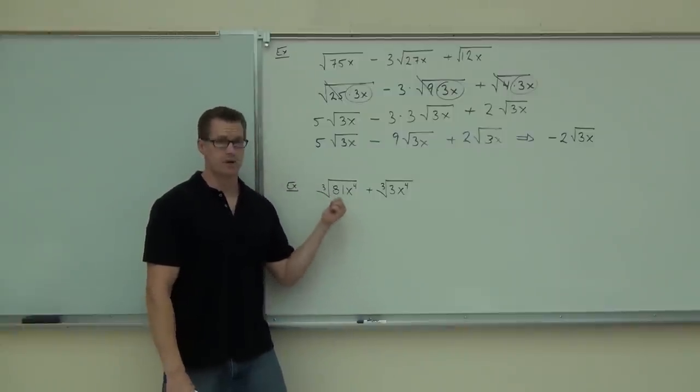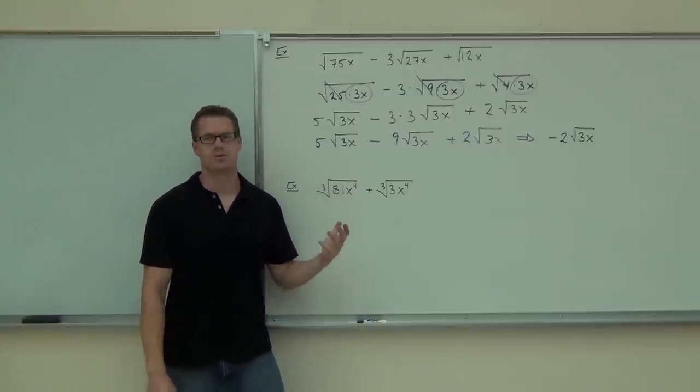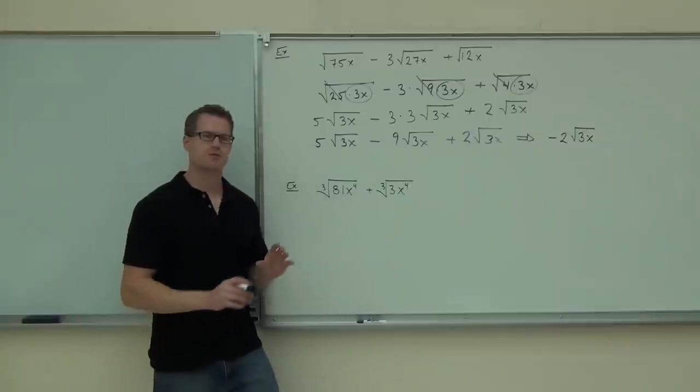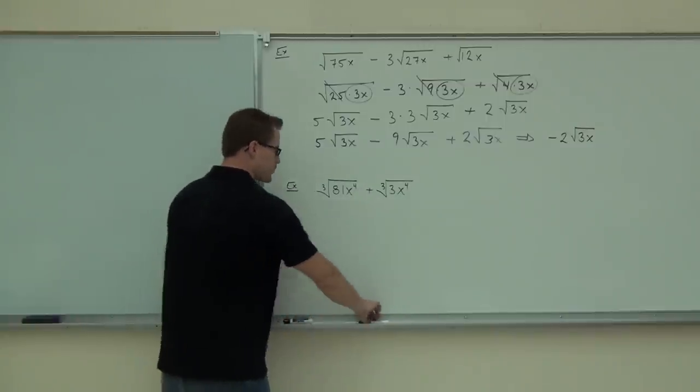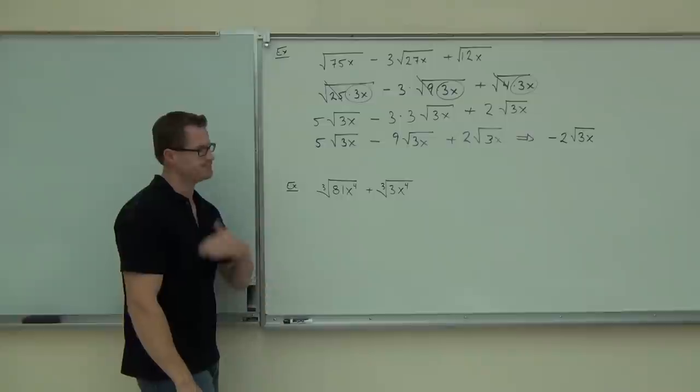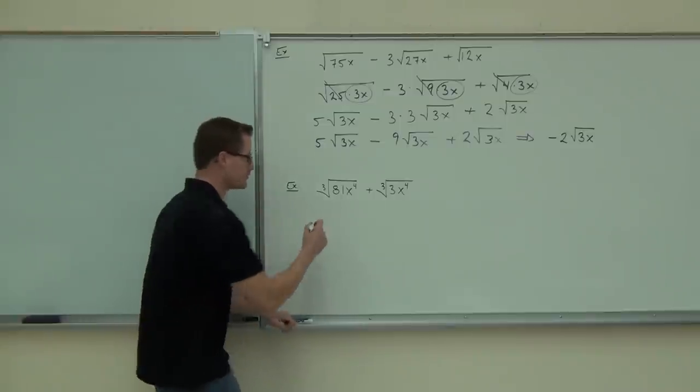The square root of 81 is, right? But we're not dealing with a square root. We're dealing with a cube root. So we're trying to look for a perfect cube that actually divides 81. So if you just cross it out and put 9, that's not the way to go. We're not dealing with a square root.